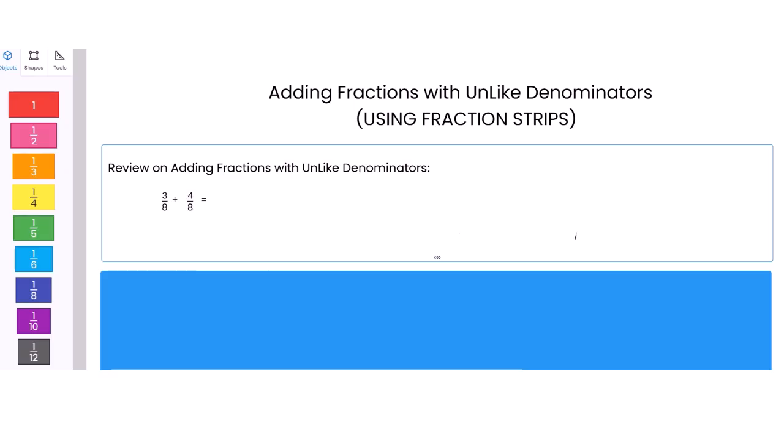First, let's have a quick review. If I ask you to add 3/8 plus 4/8, what would you do? Correct, since the denominators are the same, which is 8, we just simply add the numerators. So we add 3 plus 4, so we will have 7 over 8. Okay, so that's correct.